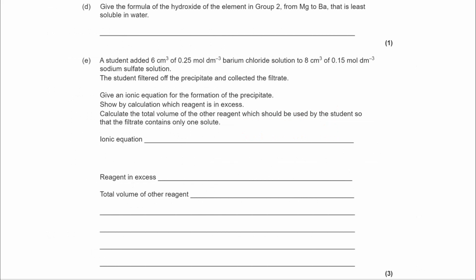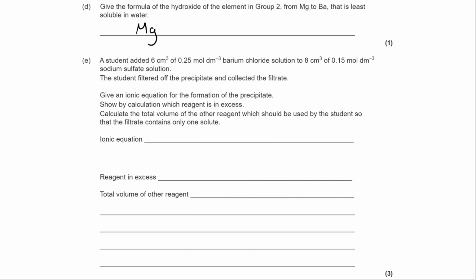Okay, moving on to part D, and we have got here the formula of the hydroxide of the element in group 2 from magnesium to barium that is least soluble in water. Well, this is about remembering the key facts about solubilities of hydroxides and sulfates. And the solubility of hydroxides increases as you go down the group. You simply have to remember that. That tells us that it's going to be based on magnesium.